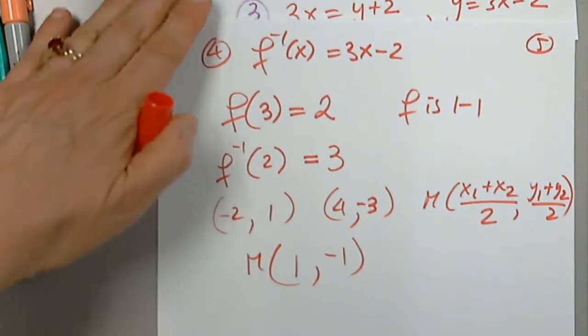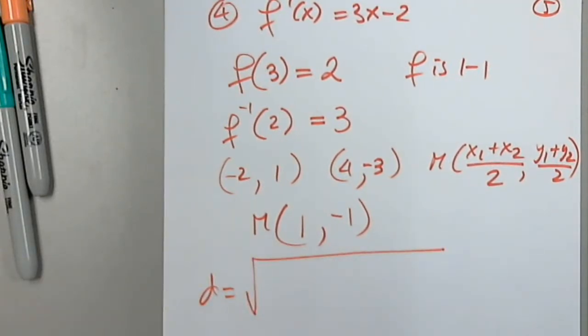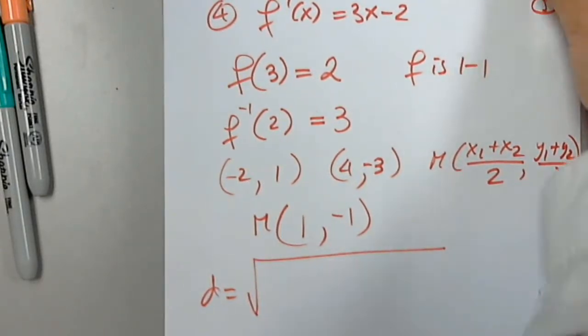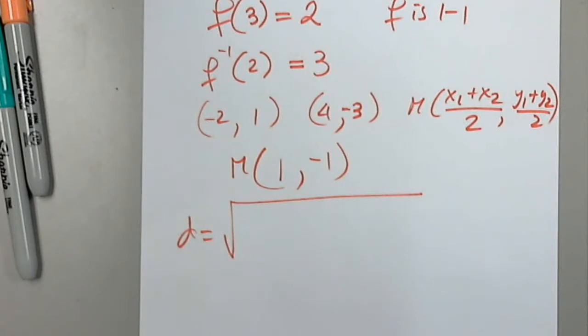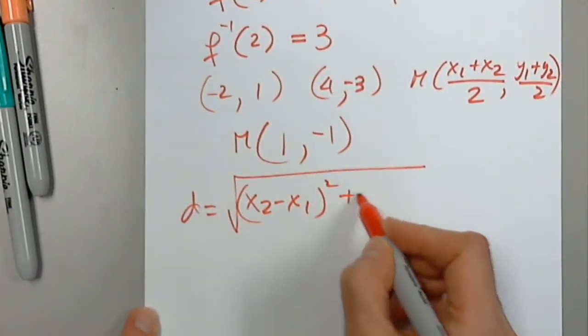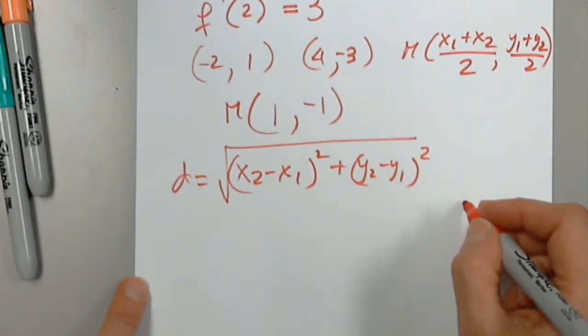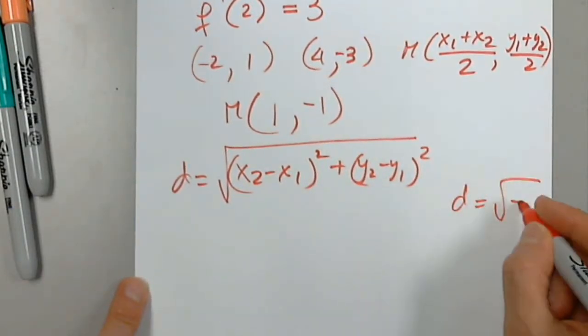Now let's determine the distance between these two. I have to write the formula. Would anyone like to remind us the formula? x2 minus x1 parentheses squared plus y2 minus y1 squared. Perfect. Will I ever see d is the square root of -19?